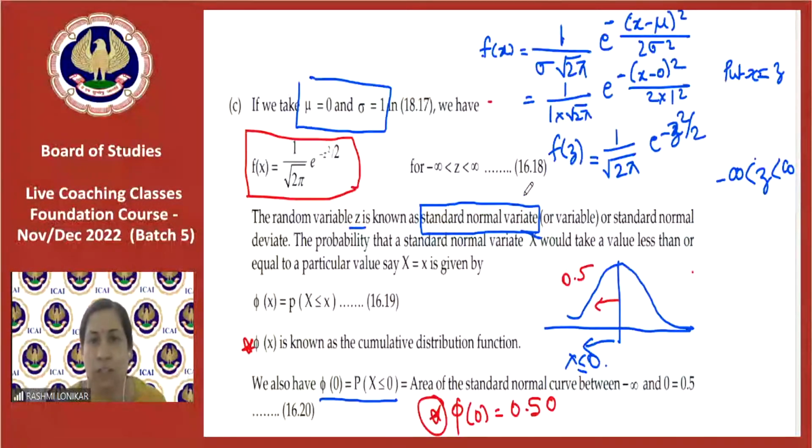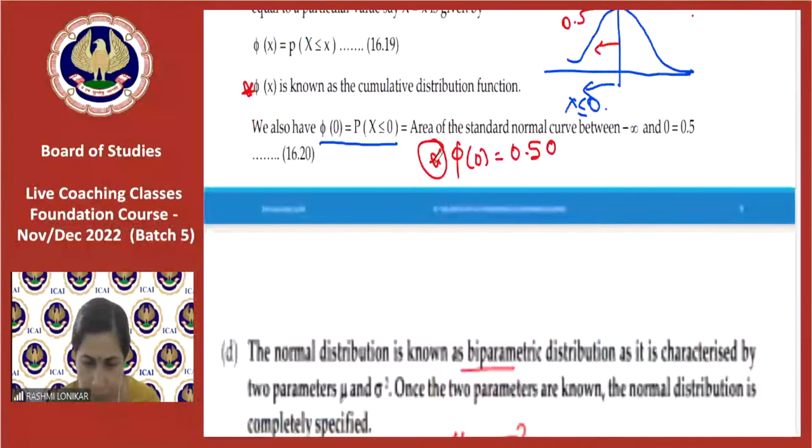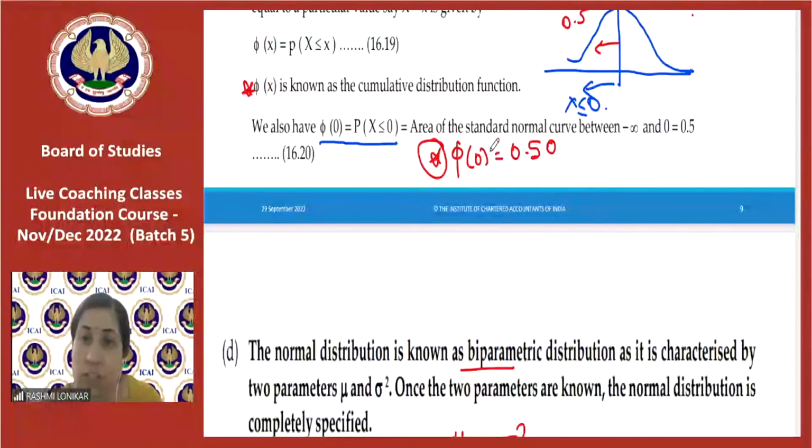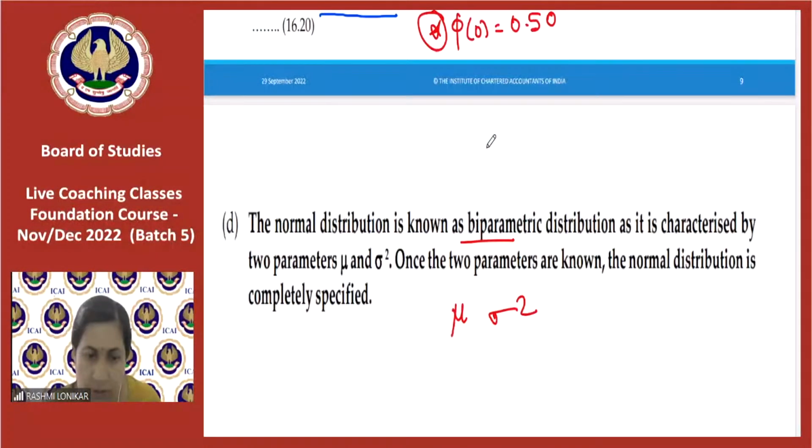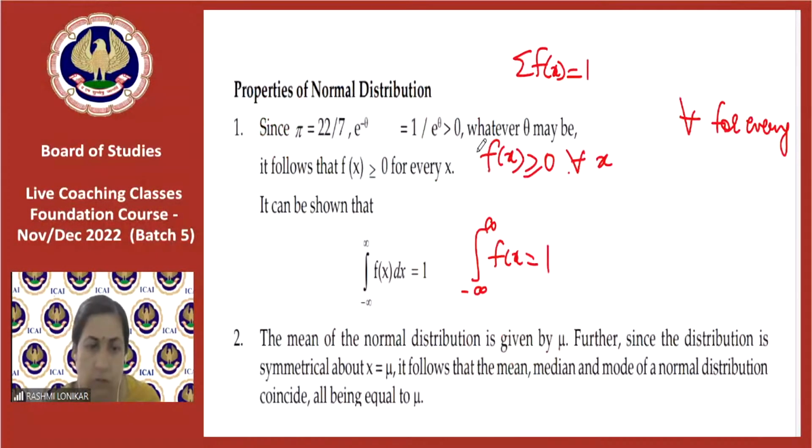Then the special condition when we put mu is equal to 0 and sigma is equal to 1, this distribution can be represented by z. Z is the standard normal variate and this is given by 1 upon square root of 2 pi into e raised to minus z square upon 2. And phi of 0 is always equal to 0.5. Okay. So now we go to the properties of normal distribution.